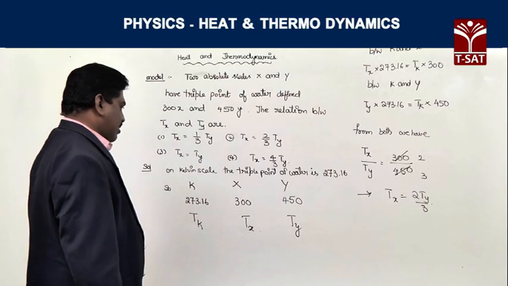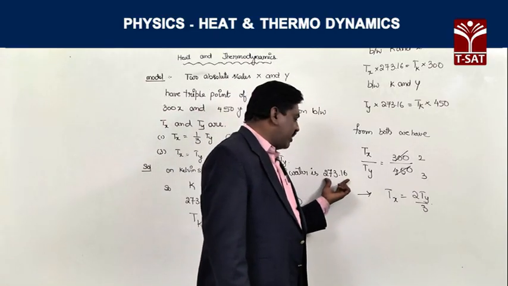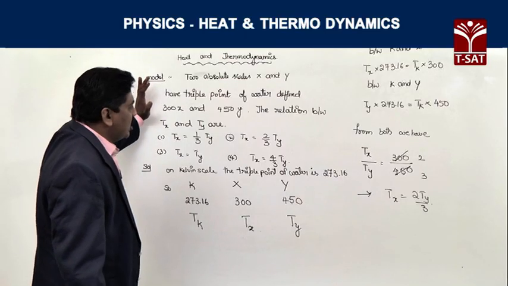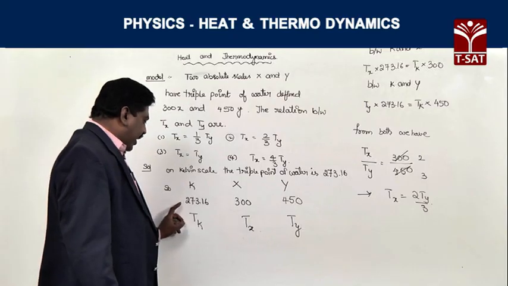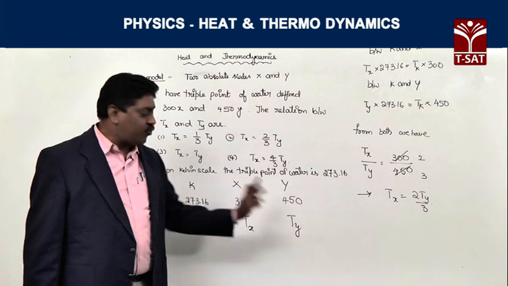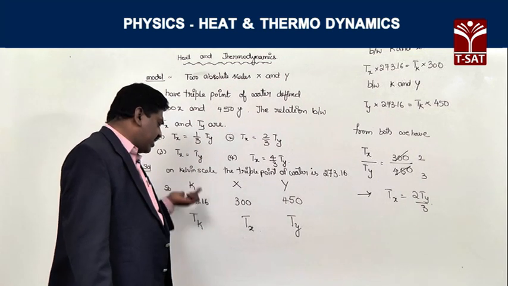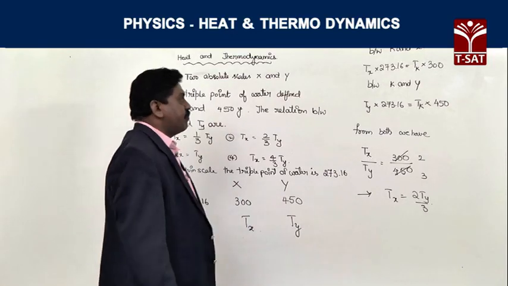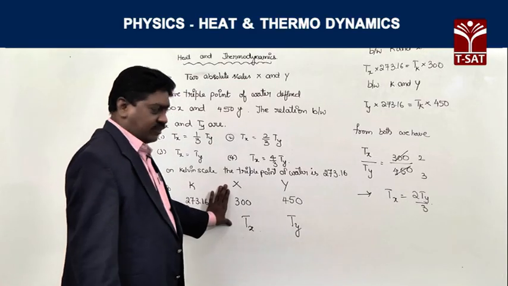We know very well that on the Kelvin scale, the triple point of water is given as 273.16. Okay? So, having the relations for k, x and y, we represent it as: in k we write 273.16, in x we write 300, and in y we write 450. Let a temperature be represented as Tk in Kelvin, Tx in x and Ty in y. Now, let us try to obtain the relation between k and x.